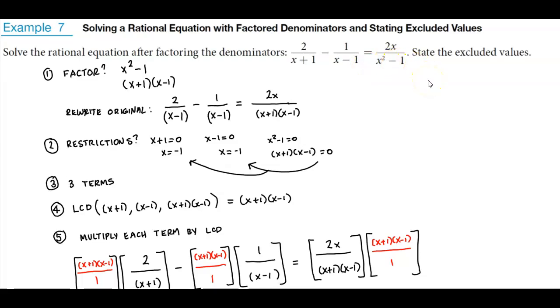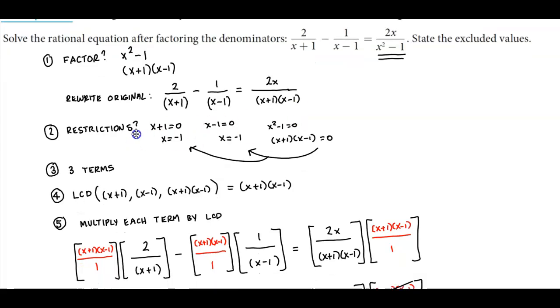So the first thing we ask ourselves is, do the denominators need to be factored further? Well, the first one doesn't, but x squared minus 1 needs to be factored further. So x squared minus 1 can be factored using difference of squares, which becomes x plus 1 times x minus 1. Before we proceed, we now need to write this original fraction in factored form. So we don't want to leave the x squared minus 1. We're going to write it out in factored form. So now this becomes 2 over x plus 1 minus 1 over x minus 1, which is equal to 2x over x plus 1 times x minus 1.